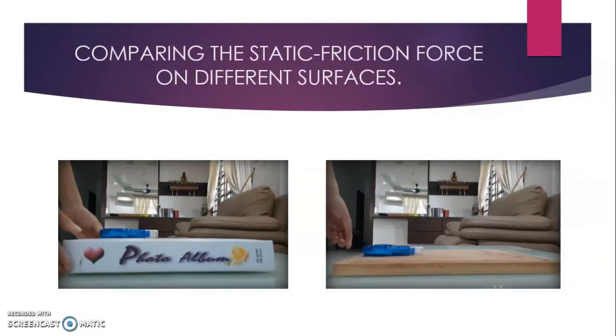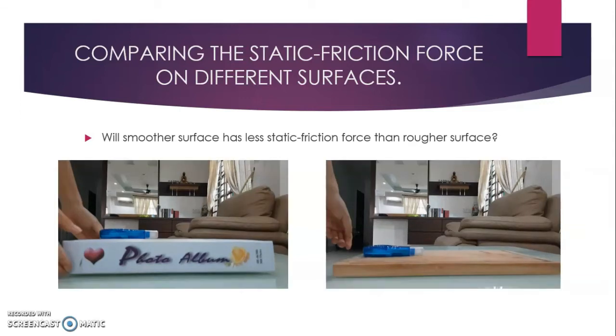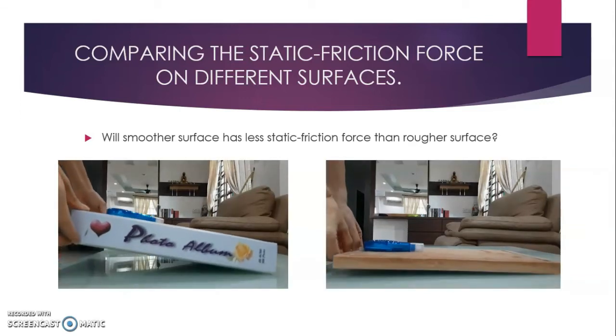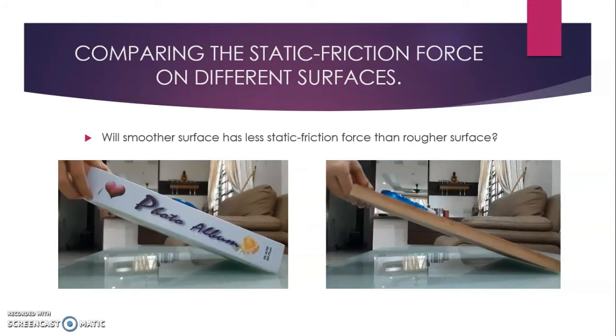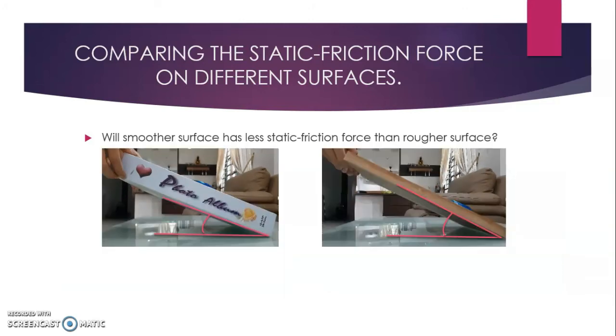Now we compare the static friction force on different surfaces. On the left, we have the photo album surface, which is comparatively smooth compared to the right side, which is the chopping board, made of wood. Will the smoother surface have less friction force compared to a rough surface? From the video, we can see that the angle of tilt on the smooth surface is smaller compared to the angle of tilt on the rougher surface.